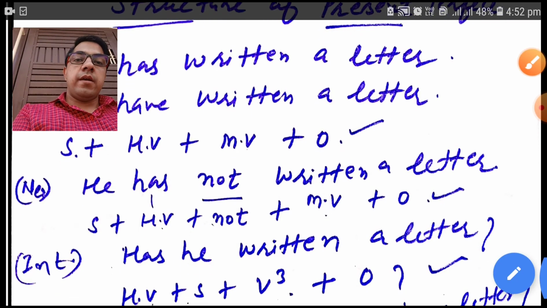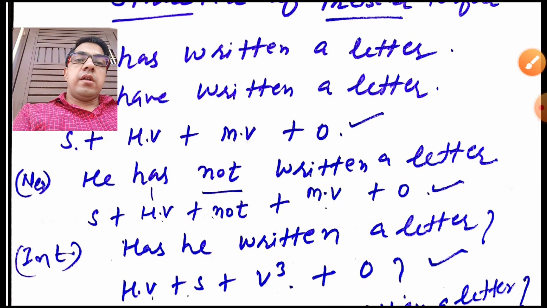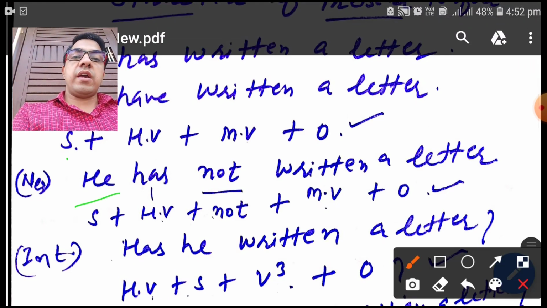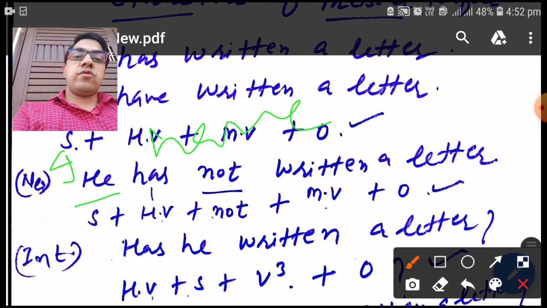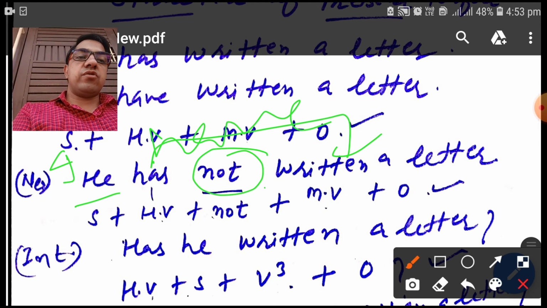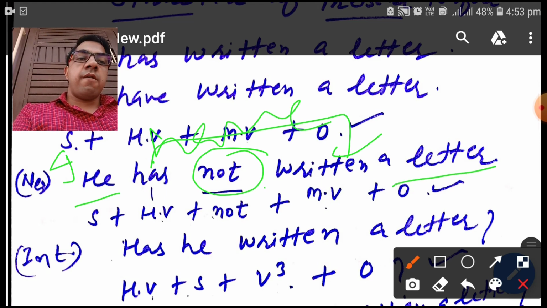In negative sentence: he has not written a letter. The same rule applies here. In place of he, if I write I, then we should know that along with I we should use have. I have already told you that in negative sentence we always write the negative word not between helping verb and main verb. After that we should mention the rest part of the sentence.